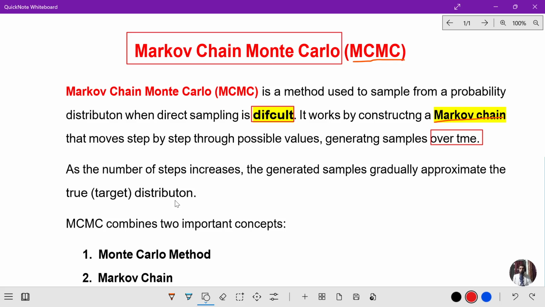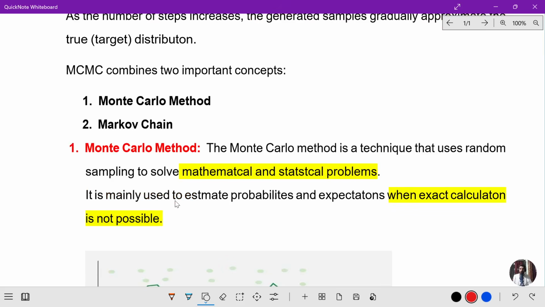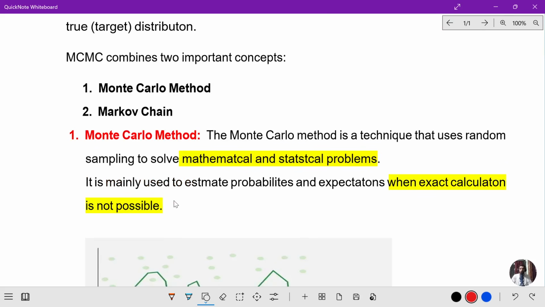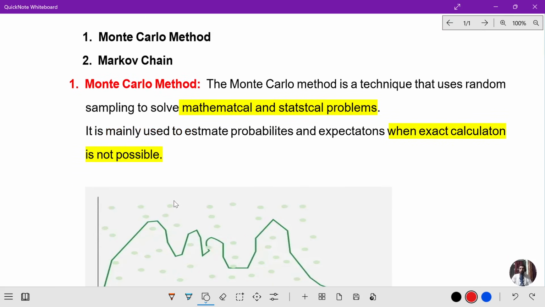There are two important mechanisms. The first mechanism is called the Monte Carlo method, and the second one is called the Markov chain method. So the first one is Monte Carlo, the second one is Markov chain. Let us discuss Monte Carlo first. What is the Monte Carlo method?